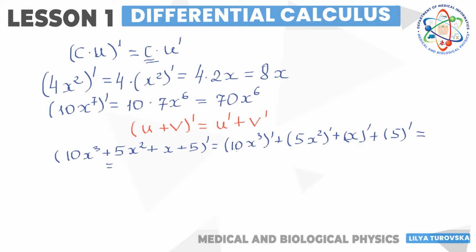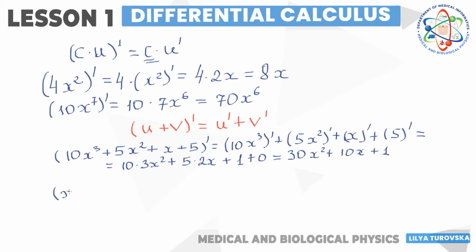So what we have, the first function 10x cubed, 10 the same, the derivative of x cubed is 3x squared, plus 5, we write 5 times 2x, plus the derivative of x is 1 and the derivative of 5 is a constant number, so the derivative is 0. So when we rewrite, we'll get 30x squared plus 10x plus 1. That's all.